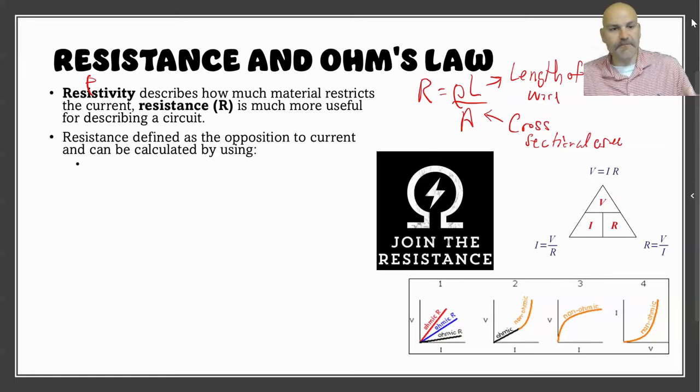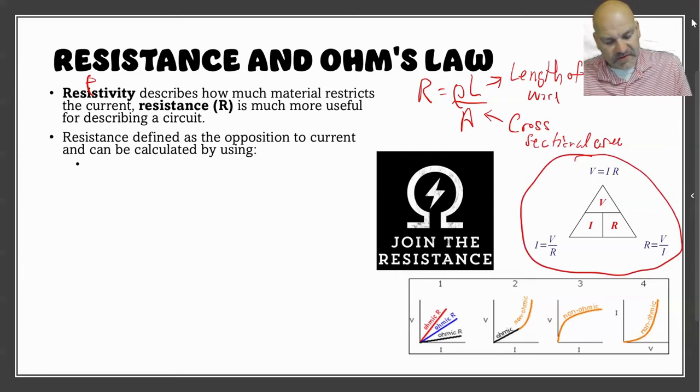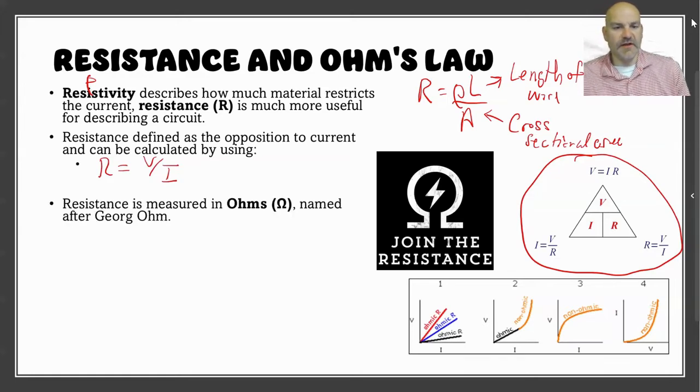Now, resistance is defined as the opposition to current. We can calculate it in various ways, and you can see over here something we call the Ohm's law triangle. Resistance is defined as voltage over current. Resistance is measured in ohms, named after George Ohm, who did the research here.